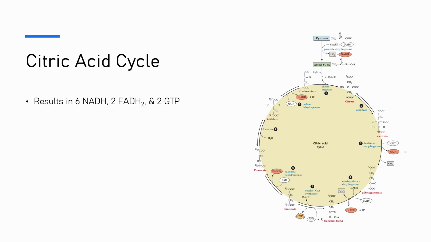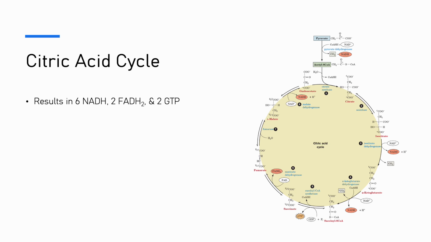Then the alpha-ketoglutarate is converted into succinyl-CoA with the help of the alpha-ketoglutarate dehydrogenase enzyme, where another NADH is produced. Then the succinyl-CoA is converted into succinate via the succinyl-CoA synthetase, and this is where 1 GTP is produced. Succinate then is converted into fumarate via the help of the succinate dehydrogenase enzyme, and here we have the production of FADH2 as well.